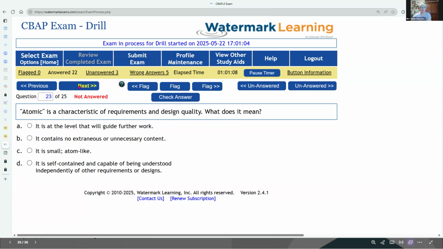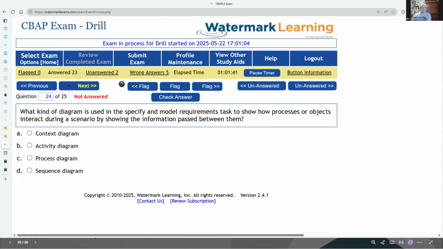Atomic is a characteristic of requirements and design quality. What does it mean? It is at the level that will guide further work. It contains no extraneous or unnecessary content. It is small, atom-like. It is self-contained and capable of being understood independently of all other requirements or designs. D. Yeah. D is in dog. Thank you. This is the correct definition.